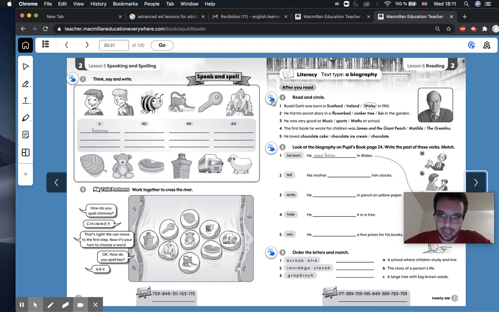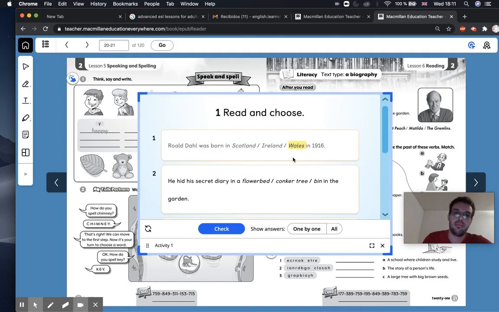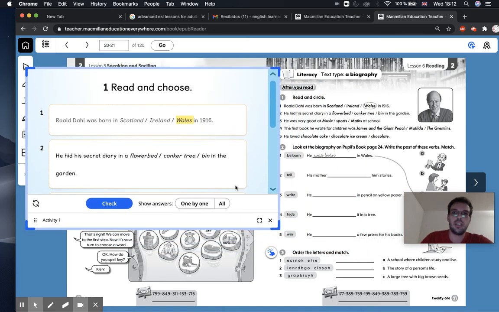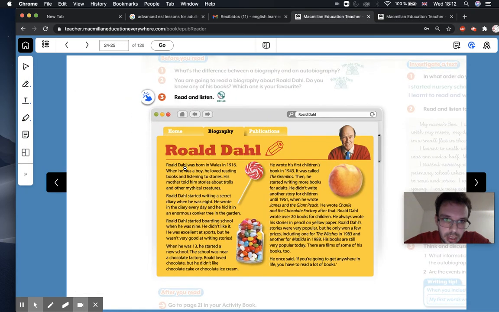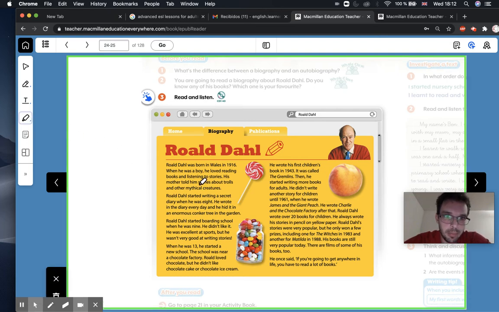Okay, exercise 1. And we have to circle the correct word, okay? So, let's look at the example. All right, I'll move it over here. So it says here, okay, number 1, we'll have a look. It says Roald Dahl was born in, and we have 3 countries, Scotland, Ireland, and Wales. Now, if we look in the text, it says here, Roald Dahl was born in Wales. I'm going to try and highlight it one more time.